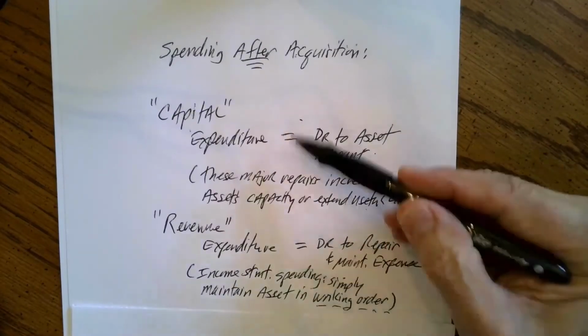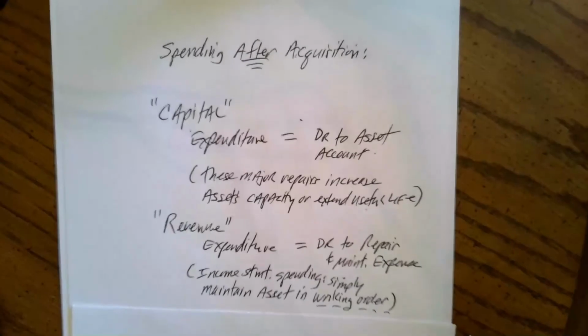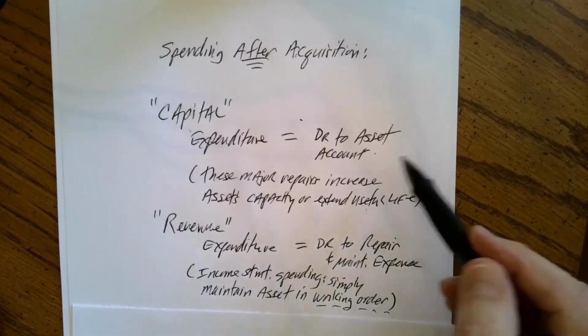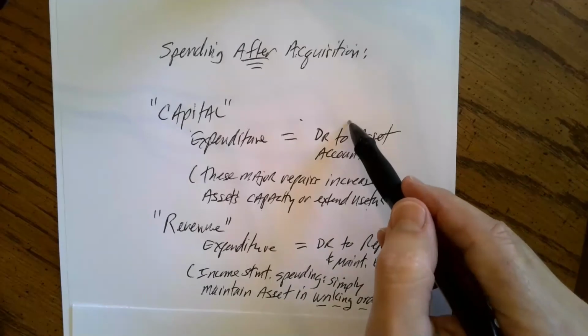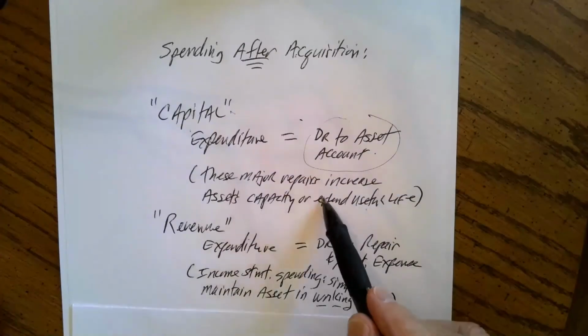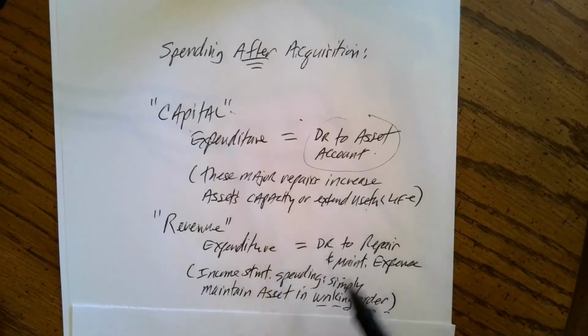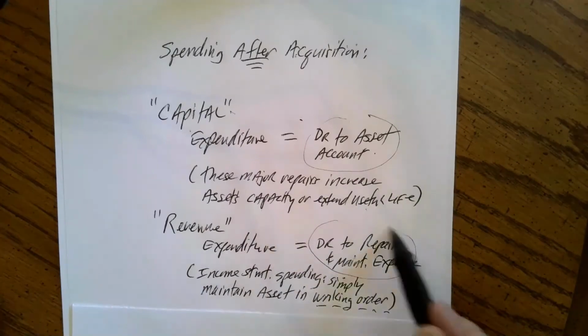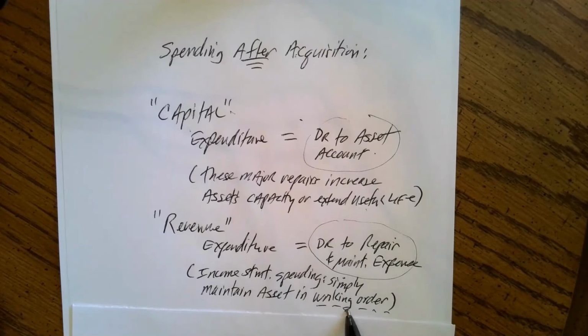Be aware of these terms and understand their implication as to where the expenditure is charged. Asset account, capital expenditure because we're extending the useful life. Revenue expenditure, charged to expense. It's only maintaining it in working order, not increasing the useful life or its capacity itself.